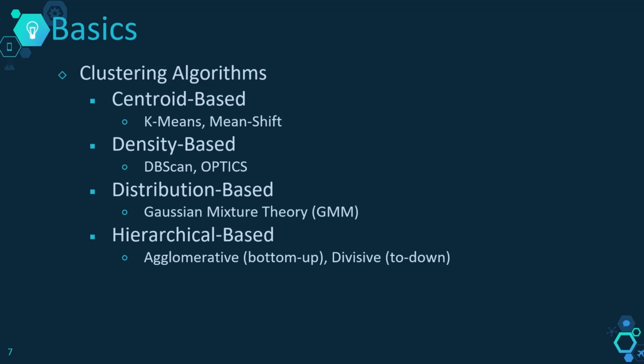We can also use some other distributions. If we use a Gaussian distribution for each cluster, actually for each attribute of each cluster, then we will have the Gaussian mixture model. So here should be model GMM. The last one is hierarchical based clustering.